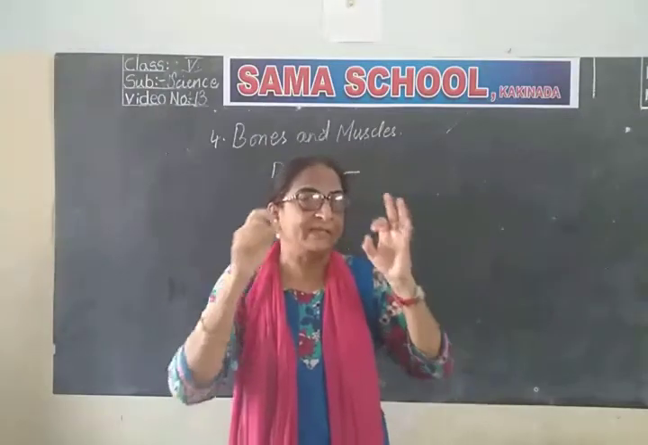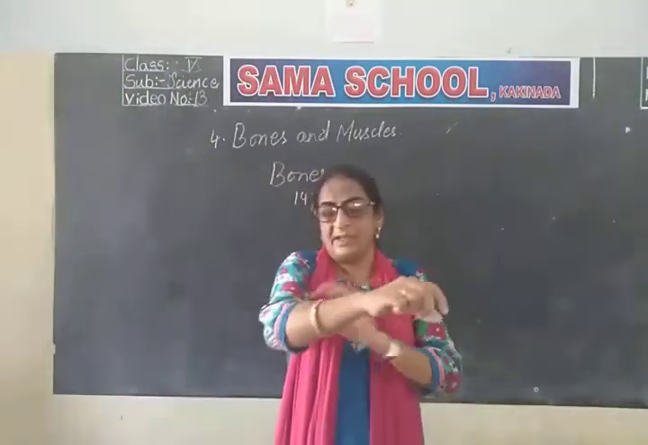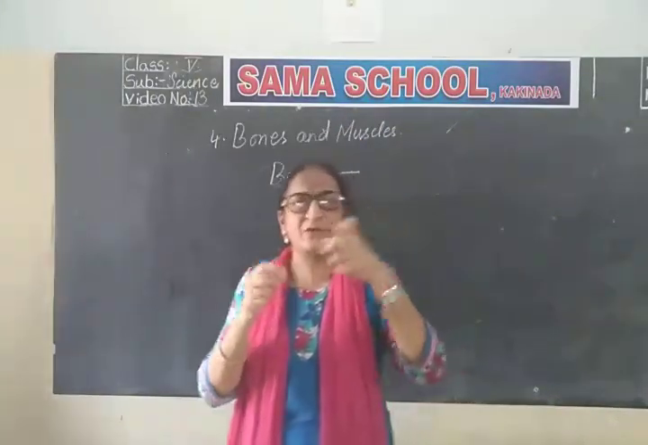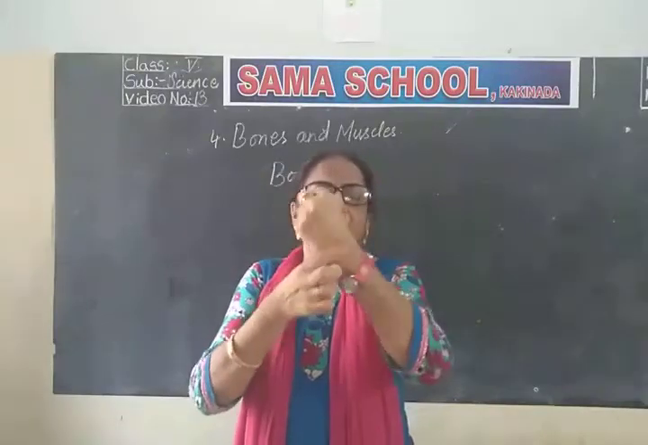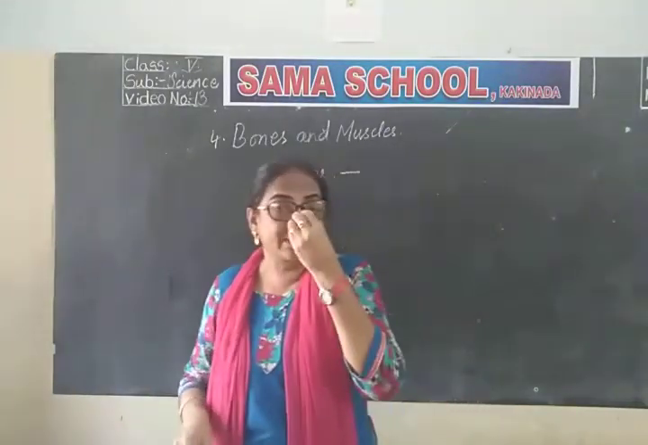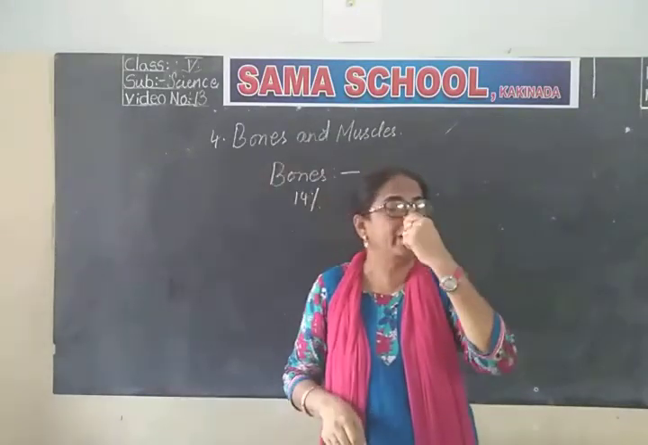Some bones are big, some bones are very small. Some bones are long, like you have in your arms and legs. Some bones are very small, which you have in your fingers. At the wrist or ankle, the bones are very small, and sometimes you just put your hand to your nose and move it here and there.